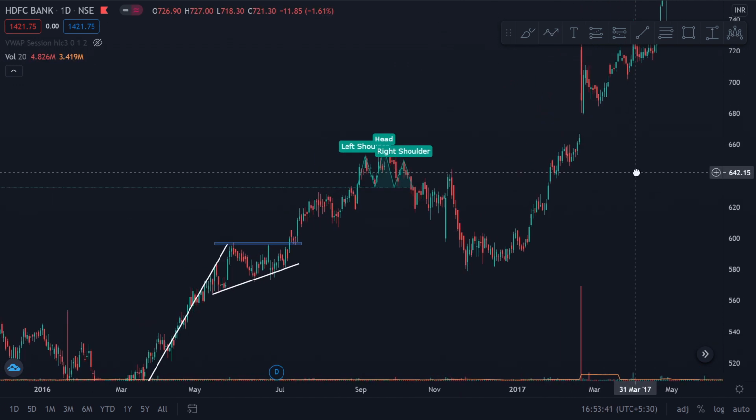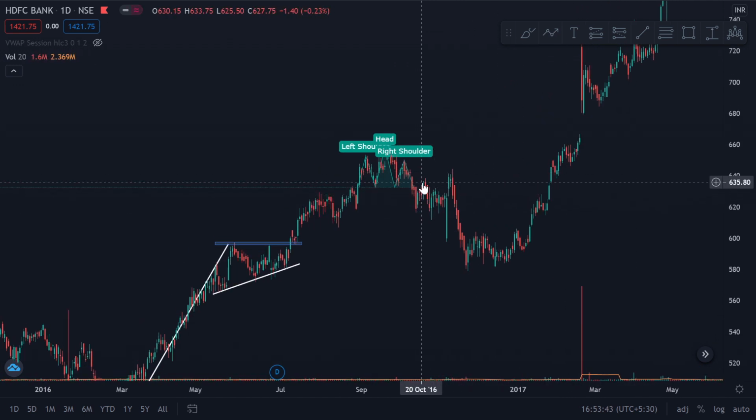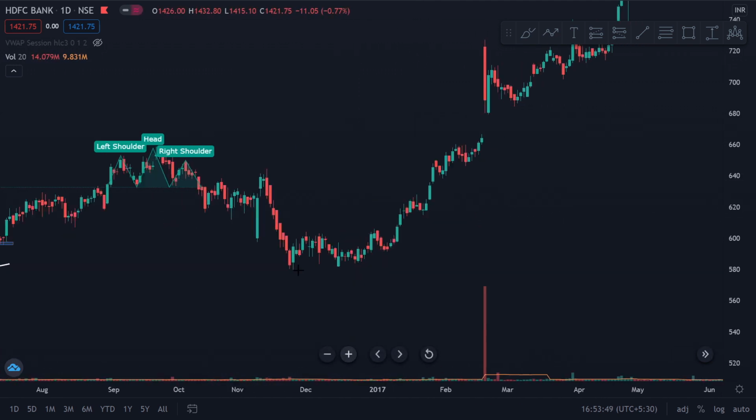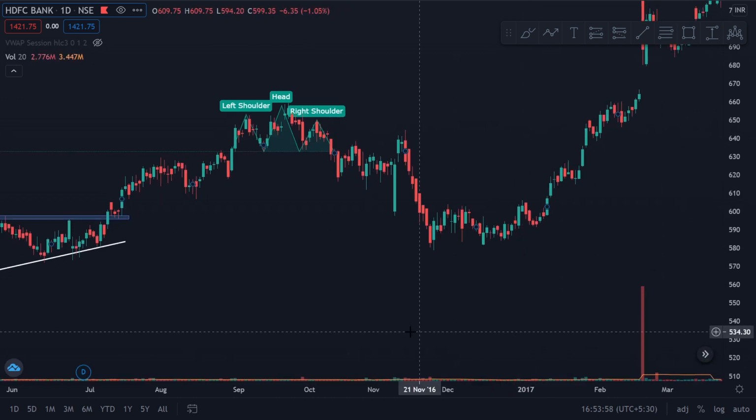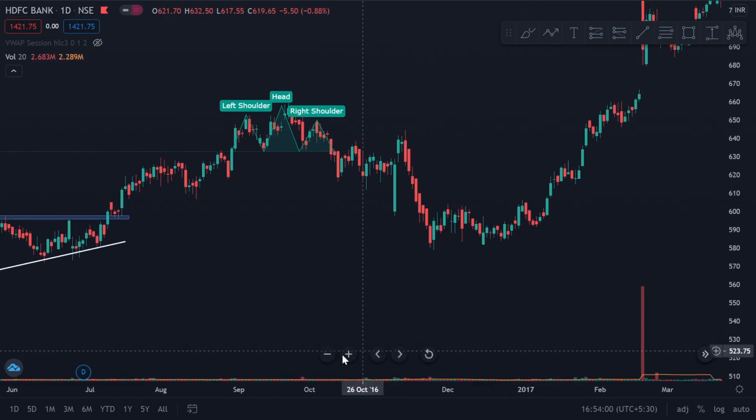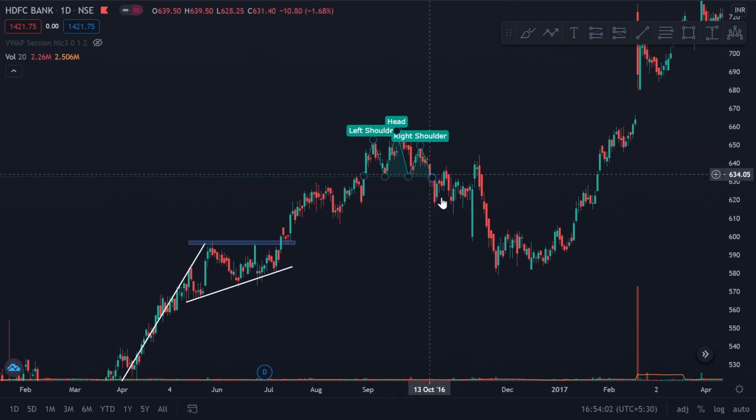Now again, as I told you, stop loss shouldn't be right above your neckline because that is not logical. So your logical stop loss in this case, as there are no clear highs formed, would be above the right shoulder and your targets would be 4 to 5%. So this was an instance of a successful head and shoulder pattern.